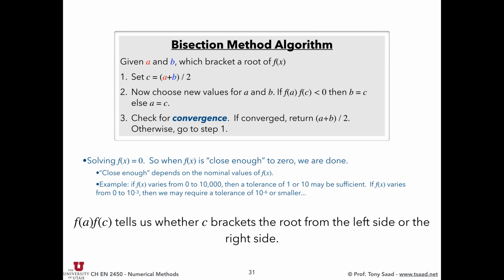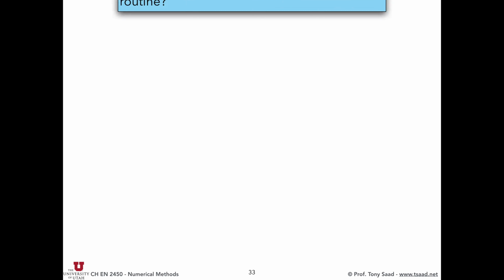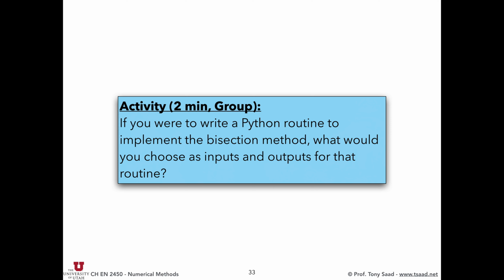Okay. In terms of turning this into Python, I'm asking you to do this little activity here. If you were to write a Python routine to implement the bisection method, what would you choose as inputs and outputs for that routine? Remember, the way I like to describe Python routines is as functions or routines that take in certain input and provide a certain output. So think of a routine, what you'd want from a routine for the bisection method.